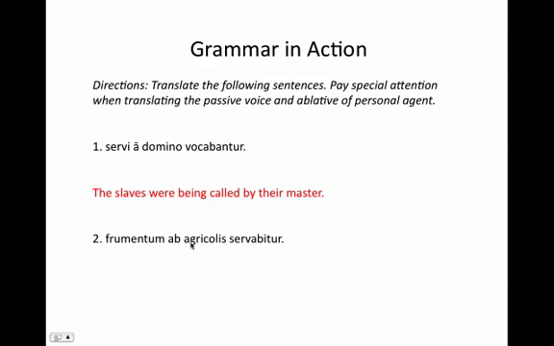Number two, frumentum ab agricolis servabitur. This translates to, the grain will be guarded by the farmers. So once again, if you break this down, servabitur is our passive verb, and it's in the future tense. So the will tells you that it's future, and the be in your translation tells you that it's a passive verb. What is being guarded? Our subject, frumentum, the grain. So the verb is being done to the subject. It's passive. And who's doing the guarding? Ab agricolis, the farmers, our ablative of personal agent.